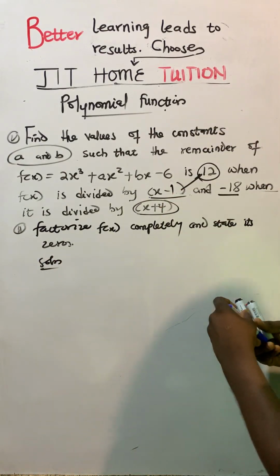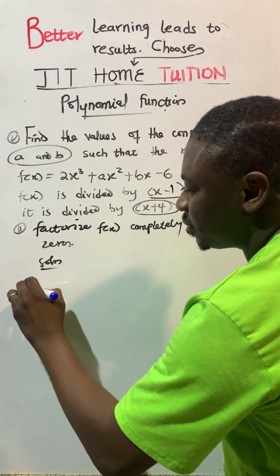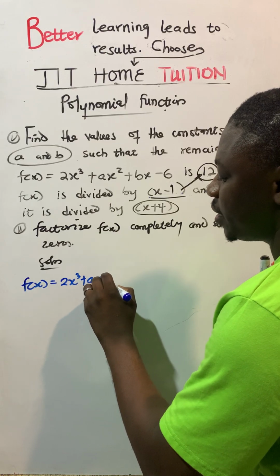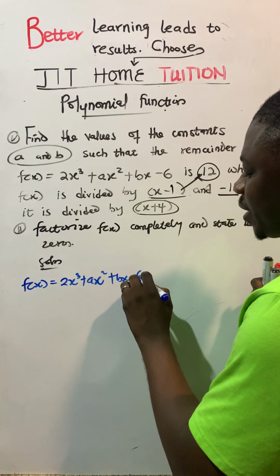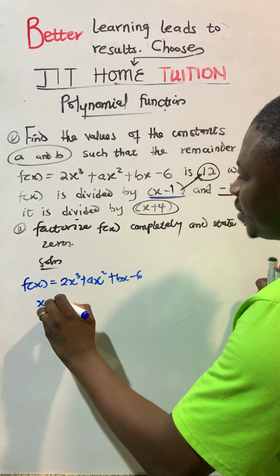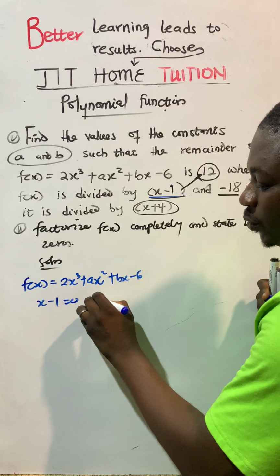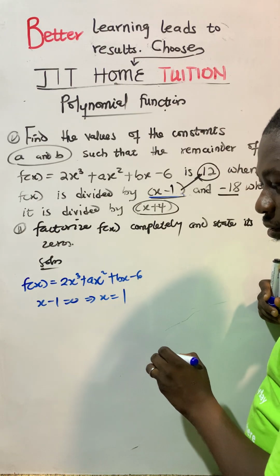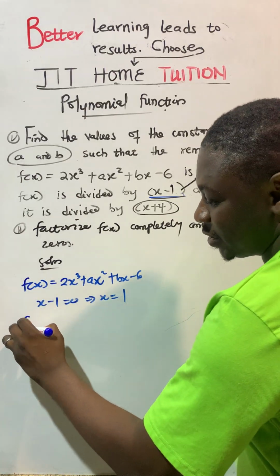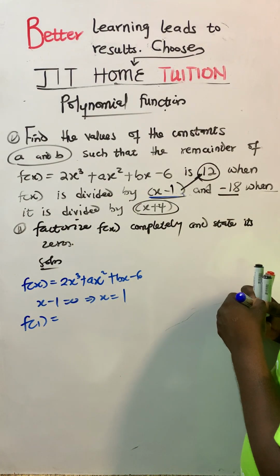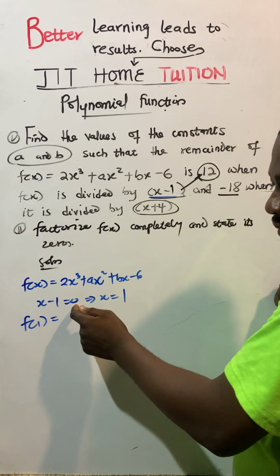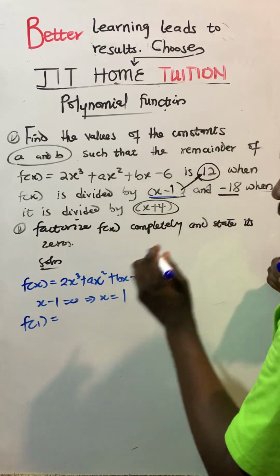Let me use a different marker. So the function is f of x equal to 2x cubed plus ax squared plus bx minus 6. Now, whenever you have a factor like this, you equate the factor to 0, and you have the value of x to be equal to 1. That value of x is what you are going to put into the function. So in this case, it becomes f of 1. But what the question is saying is that when that factor is divided, it gives us this. So when you put f of 1 into this function, it will give you 12.